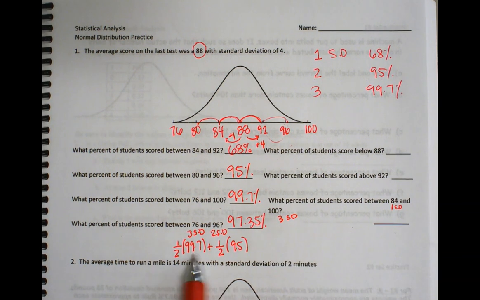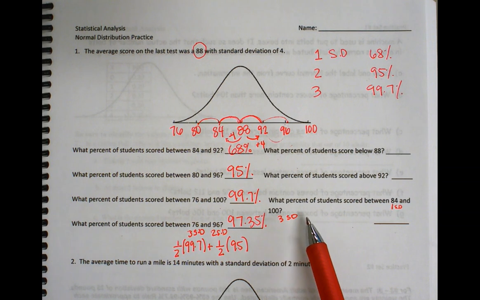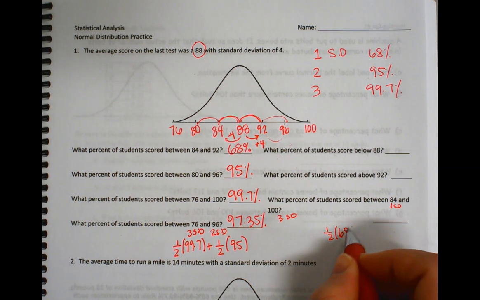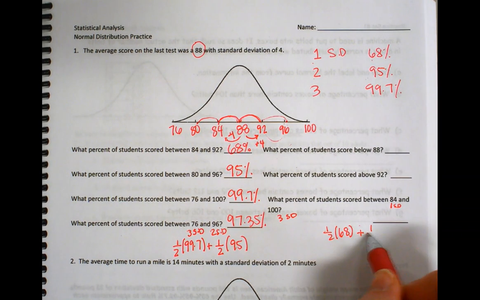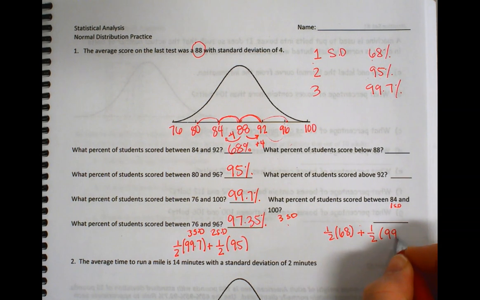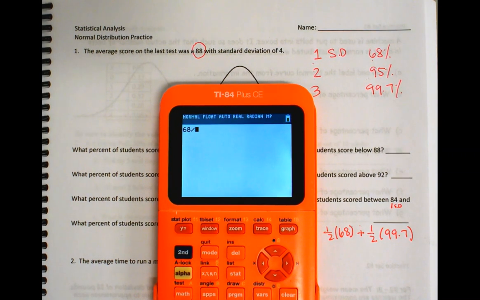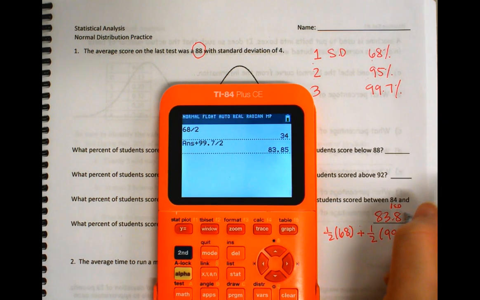So this is where we're breaking it up into halves again, because I didn't go the same distance on both sides. So on one half, I went 1 standard deviation away. So that's half of the 68%, because 1 standard deviation is 68%, plus half of the 3 standard deviations, which is 99.7%. So then in my calculator, if I do 68 divided by 2, and then add that to 99.7 divided by 2, I get 83.85.